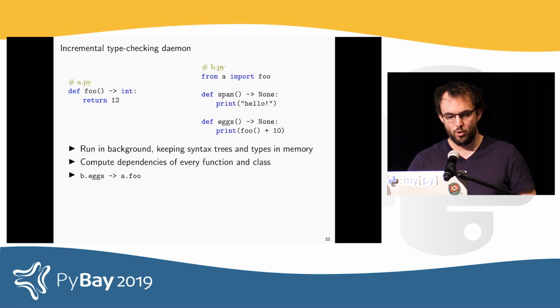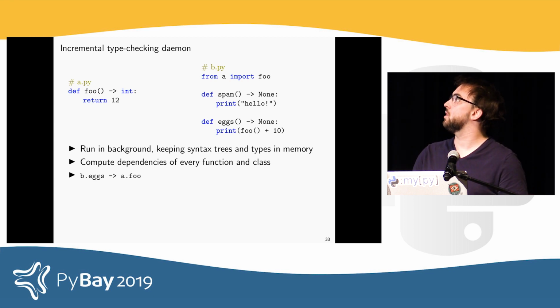So we built a new approach to that, which is our incremental type checking daemon, dmypy, that's been available for a year and a half now, which is our solution to all the problems in the previous slide. The way the daemon works is it sits around in the background, taking up too much memory, but keeping all the syntax trees and types of everything you've processed in memory. Once those are loaded, it will compute the dependencies of every function and class. As an example here, it will see that this eggs function in module B has a dependency on the foo function in module A. And so it writes this down as b.eggs arrow a.foo, in a sort of dependency tracking.